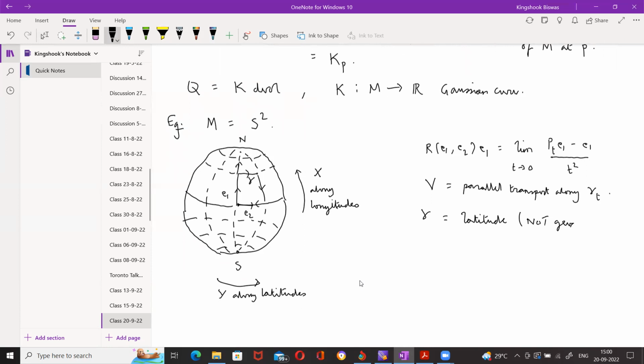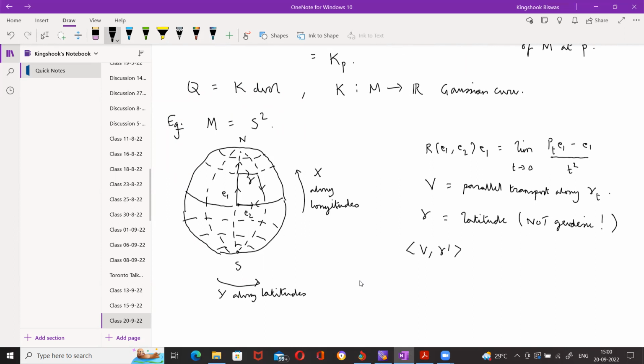Normal. So now this is perpendicular to gamma. Gamma is not a geodesic, so it may not stay perpendicular to gamma. Let me look at the inner product of V with gamma prime. This gamma is very short.